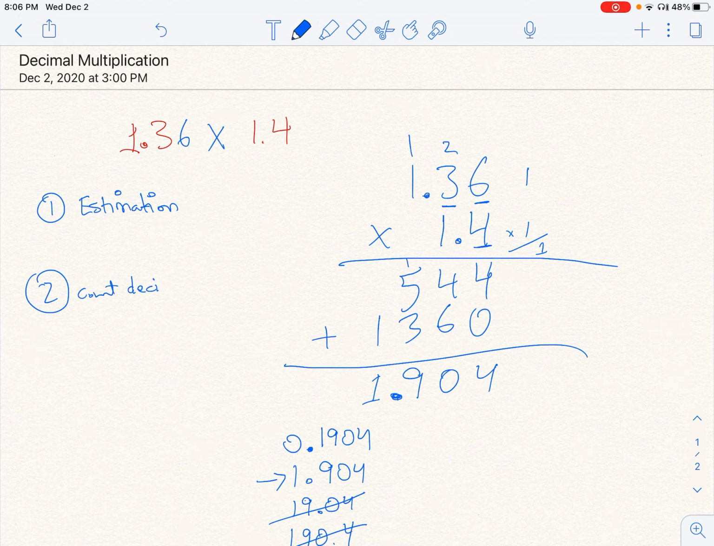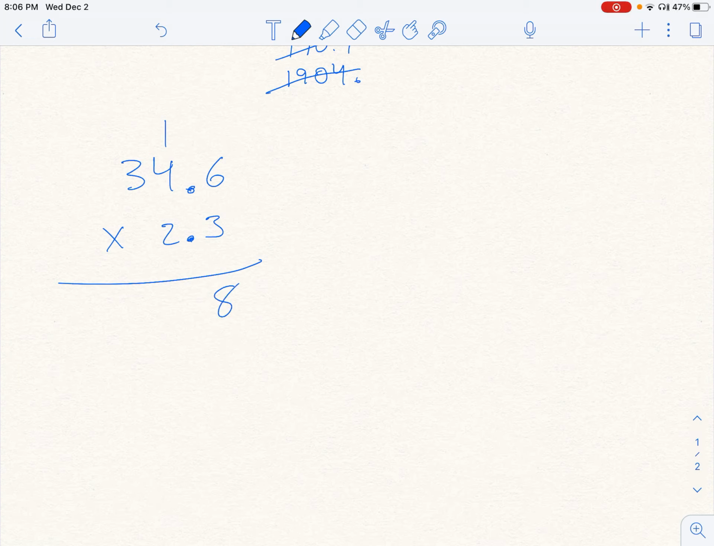34 times 2.3. All right, stacked up again along the right side. Ignore the decimals while I do the multiplication. 6 times 3 is 18. 3 times 4 is 12 plus 1 would be 13. 3 times 3 is 9 plus 1 is 10. Put in my 0 to move into the next column. This multiplier, 2 times 6 is 12. 4 times 2 is 8 plus 1 is 9. That's not there. 3 times 2 is 6. Now I'm done with the multiplier. Add those up. 8, 5, 9, 7.